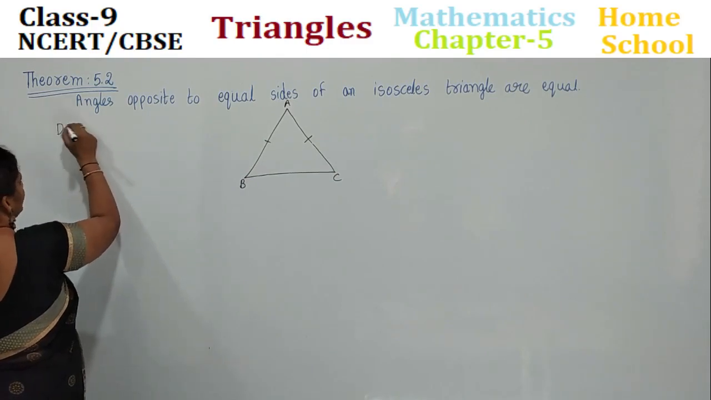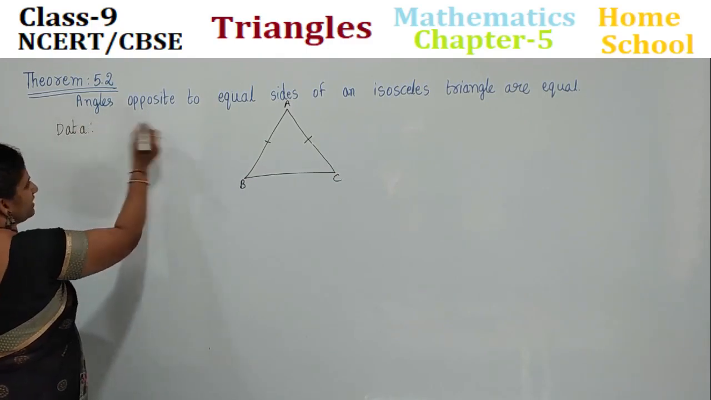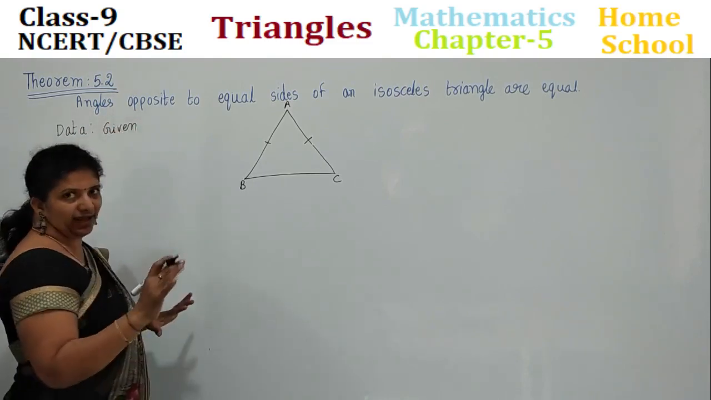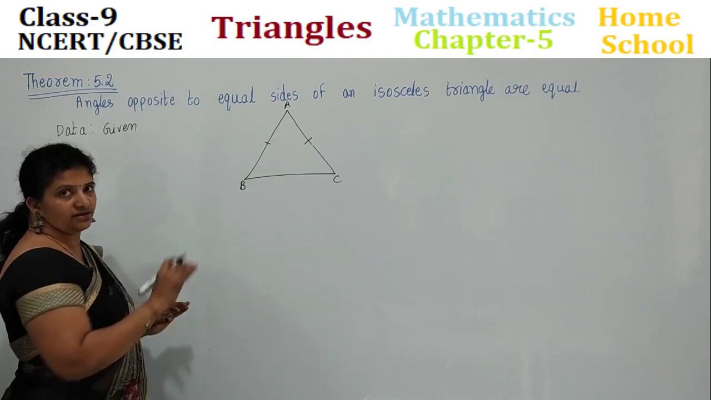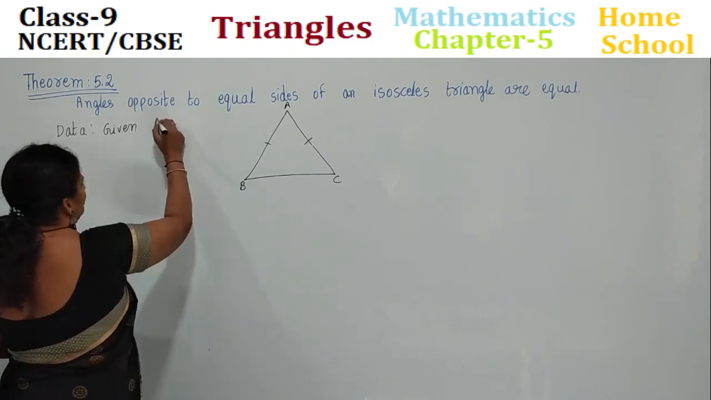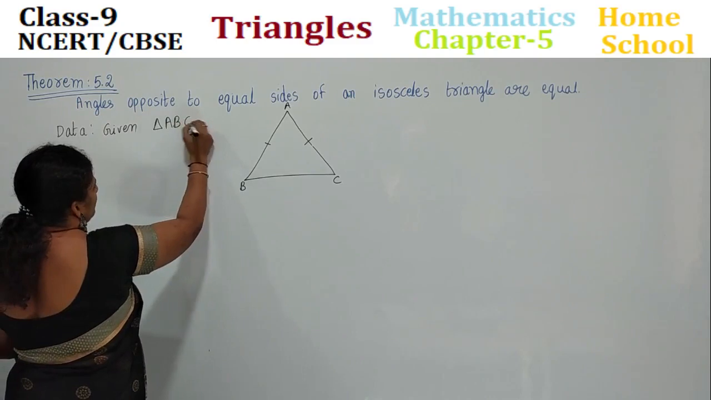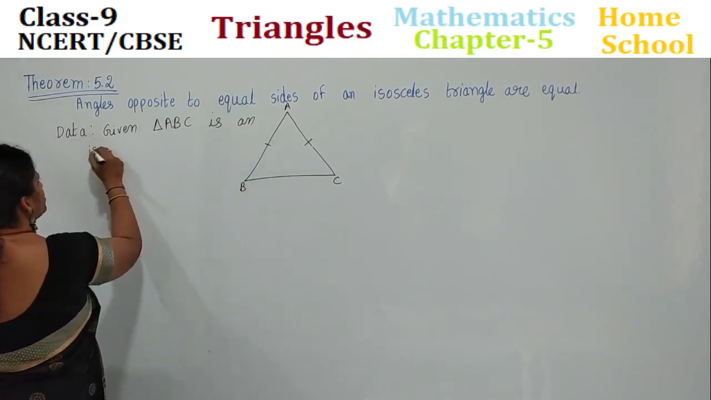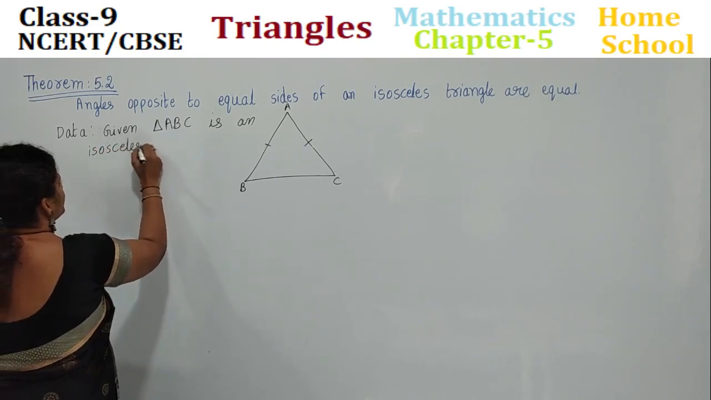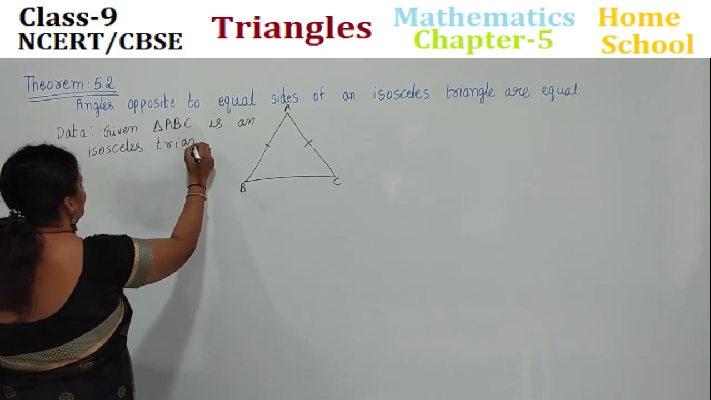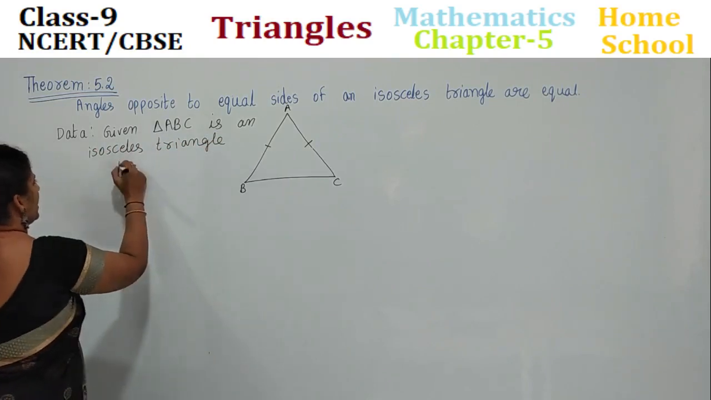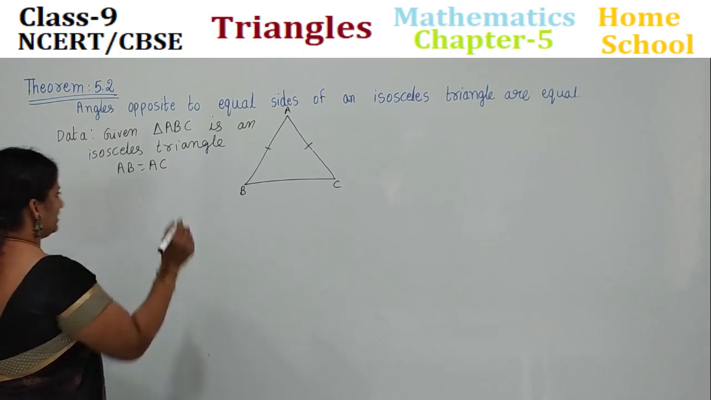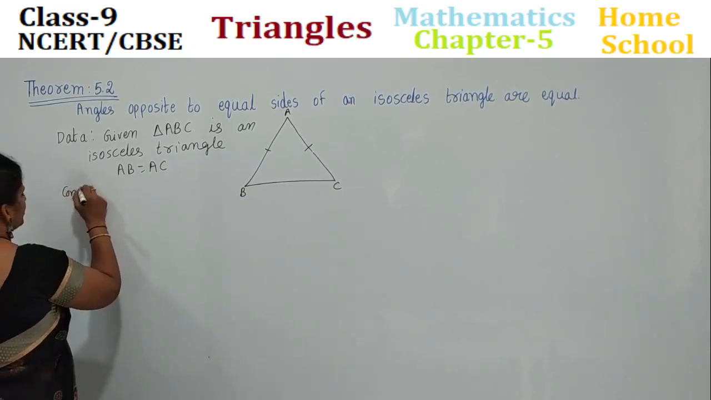How can we start, children? Data. What is given in this? Given a triangle. But I am going to consider a triangle ABC. Given triangle ABC is an isosceles triangle where AB equal to AC. Okay. Next, I am going to take a construction here.